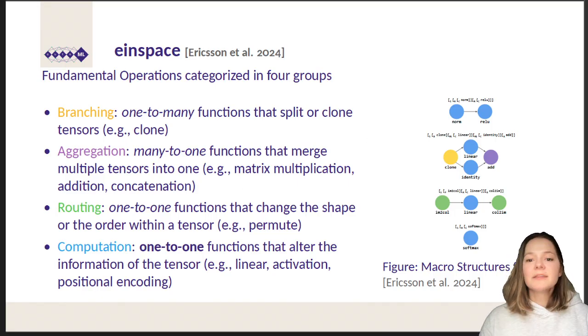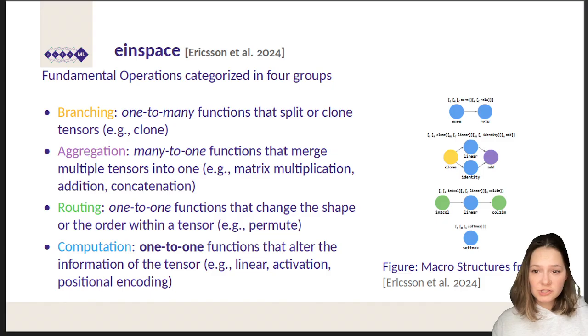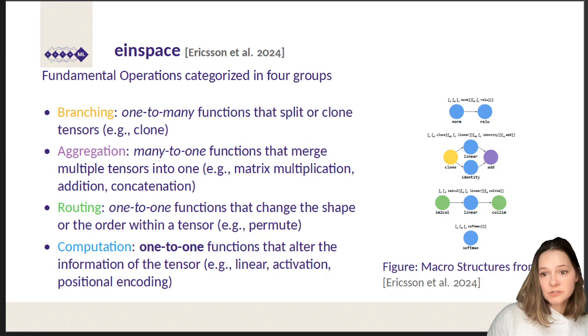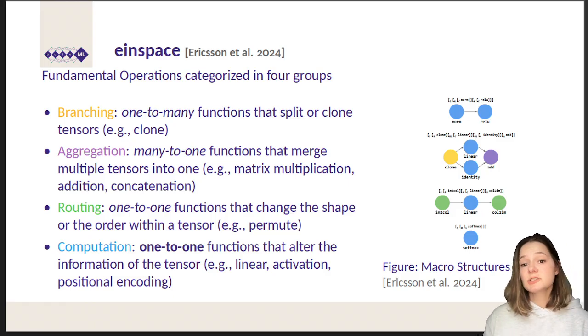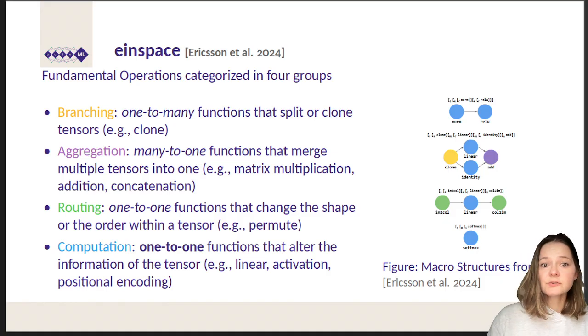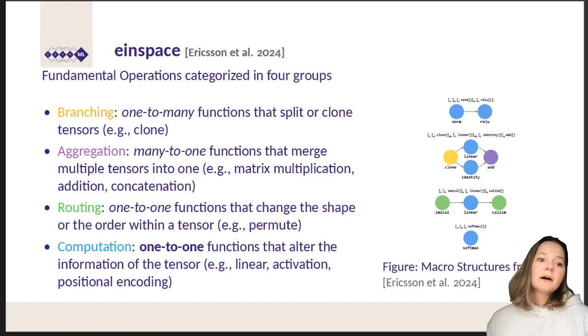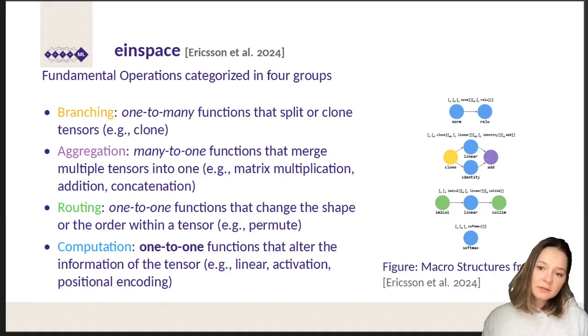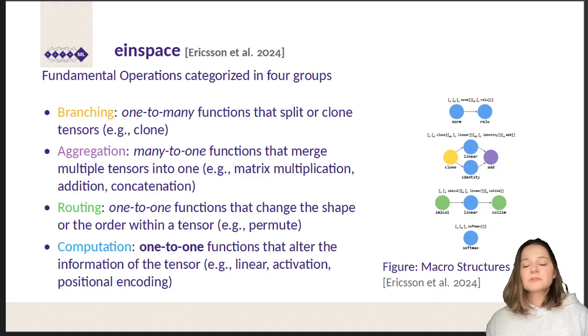And the last fundamental operation is the computation: one-to-one functions that alter the information of the tensor. So the routing does not alter the information, it just changes the shape or the order. The computation actually alters the information, either using a parameterized operation, a normalization, or some nonlinearity. So a linear function, activation, positional encoding, batch norm, softmax, all these things, for example. And these fundamental operations are visualized by the color blue.